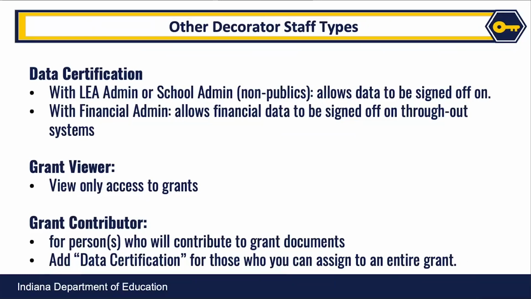Other decorator staff types are specific to the IntelliGrant system, although they may be used for future IDOE systems as well. They are Grant Viewer, which provides view-only permissions for grants, program reports, and reimbursement requests. Grant Contributor. This staff type allows the person to contribute grants after being assigned. This decorator staff type, when combined with data certification, enables this person to become the main grant writer for a specific grant or grants that they are assigned to.